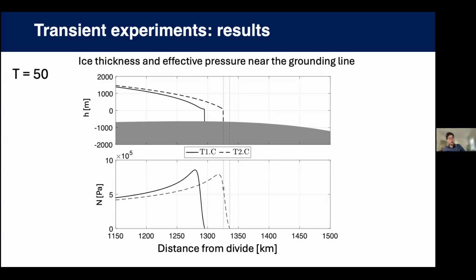So once we start the retreat, this is what it looks like at 50 years. The initial position is marked by this thin dotted line up here. The solid curve is our T1 experiment with the coupled model, and the dashed curve is the fixed inverted field result from T2. This is connected to an ice shelf, so this line is just to cut off where the grounding line is, and the ice shelf is not shown.